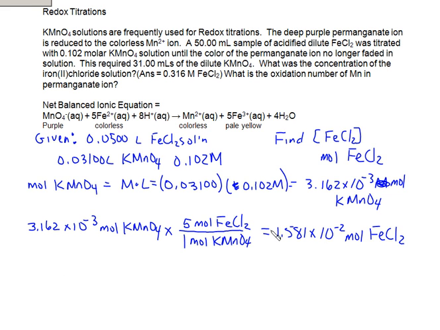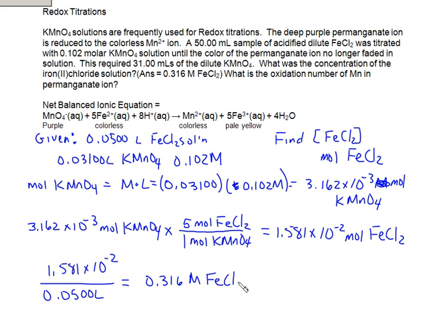So we're going to take the moles, 1.581 times 10 to the negative second. We're going to divide it by the volume that we have, so we have 0.0500 liters. And the final answer ends up being 0.316 molar iron chloride.